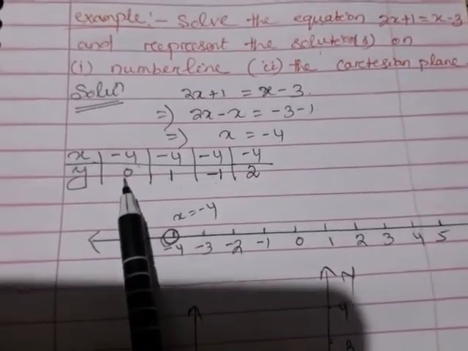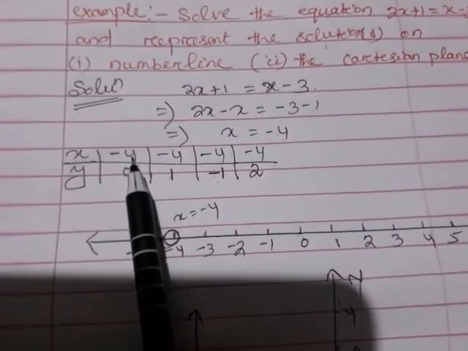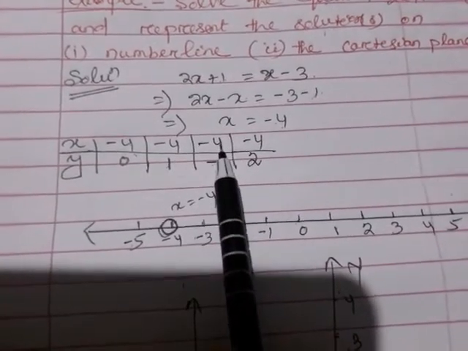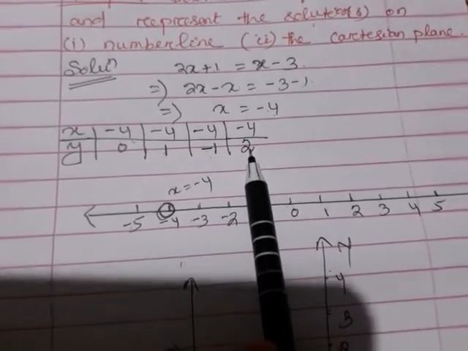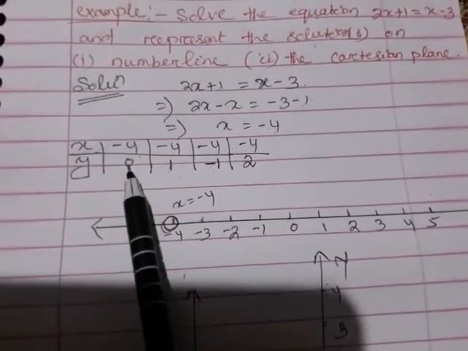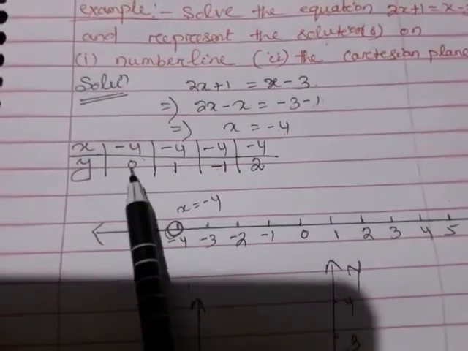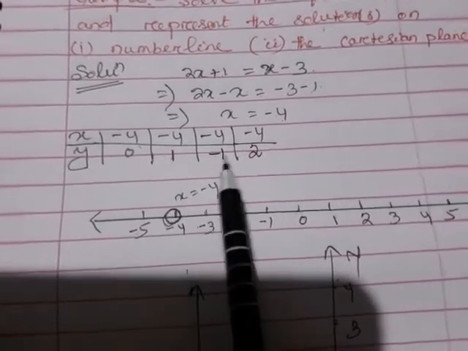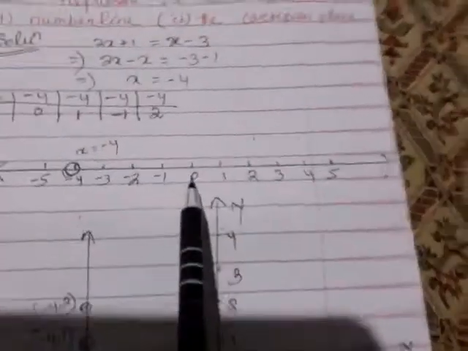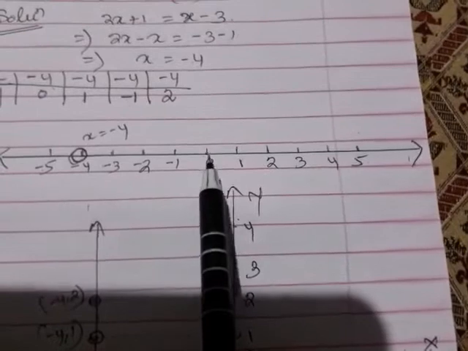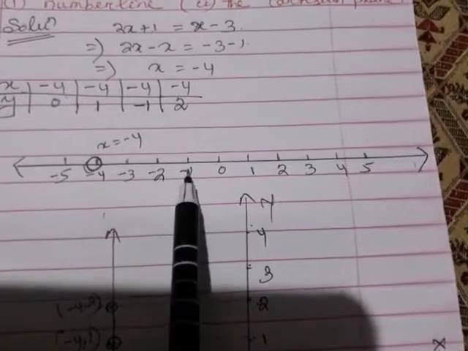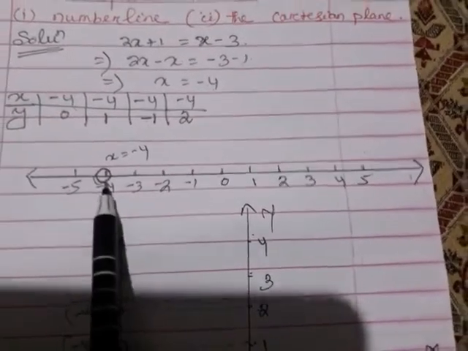If y is 0, then x is minus 4. If y is equal to 1, then x is minus 4. If y is equal to minus 1, then x is equal to minus 4. If y is equal to 2, then x is equal to minus 4. So here we take 4 values of y: 0, 1, minus 1, 2. First draw on the number line. This is on the number line. Origin or center 0, 1 2 3 4 5 positive numbers, here negative numbers: minus 1, minus 2, minus 3, minus 4, minus 5. X is equal to minus 4.